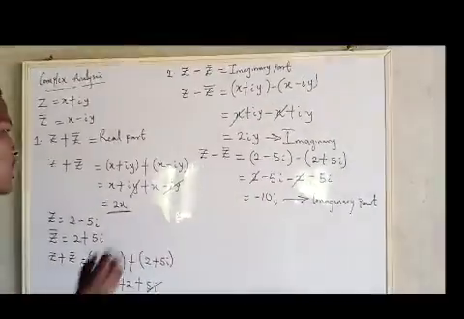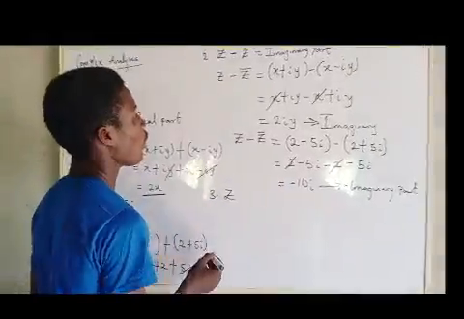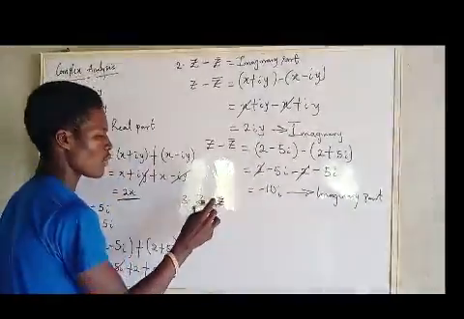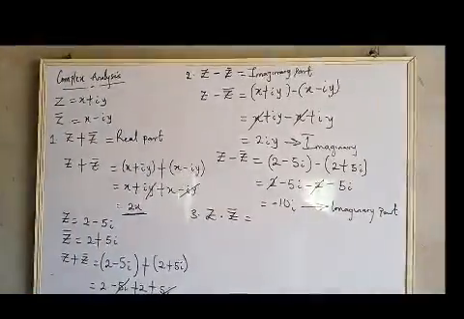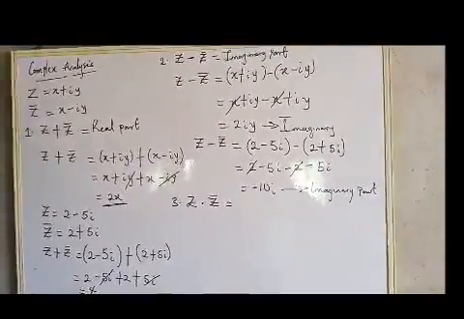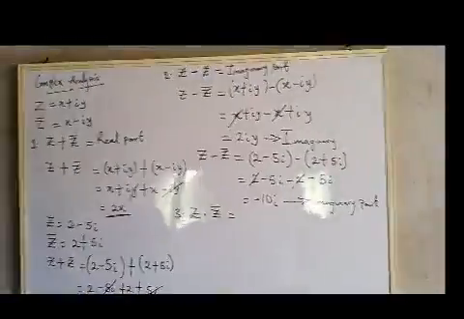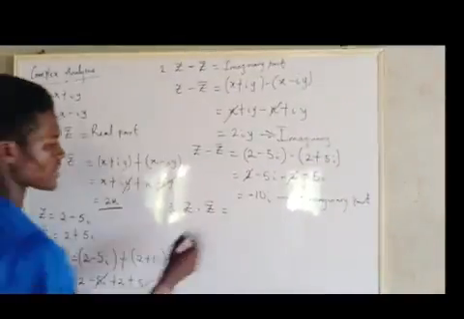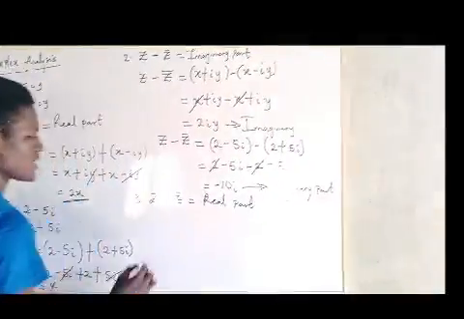Then the last property, which is the product: the product of a complex number with its conjugate will give us a positive real part. Let's see that.